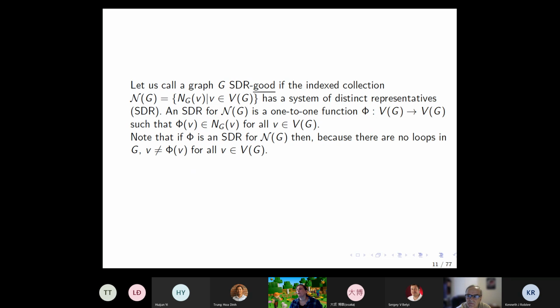So here's the first round of this notation. Nobody panic, it's slightly gross. We're going to call a graph SDR good if the indexed collection of neighborhoods has a system of distinct representatives. So a system of distinct representatives for the curly N is a one-to-one function phi from the vertex set to the vertex set, such that phi of v is in the neighborhood. So each vertex's representative is in its own neighborhood for every vertex in G. Because there's no loops, it's cool, all right? Nobody is his own representative because we're not having any loops and we're not doing any closed business.